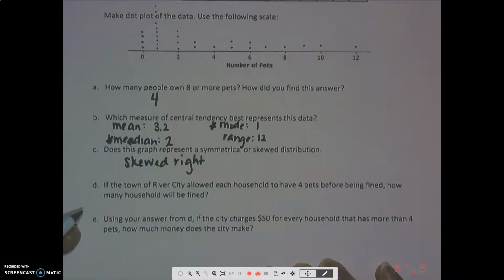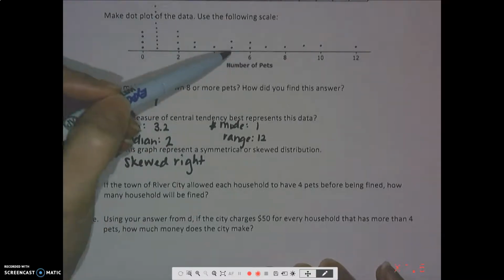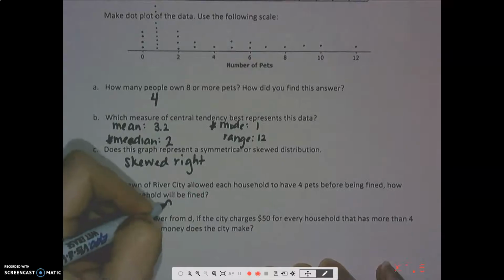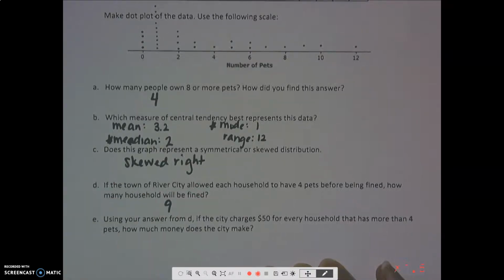Okay. If the town of River City allowed each household to have 4 pets before being fined, how many households would be fined? So we're looking for the ones that are above 4. You're allowed to have 4 pets. You're not allowed to have more than that. So you can either count the dots here or here in the table that are up there. And so there are 9 households that would be fined.